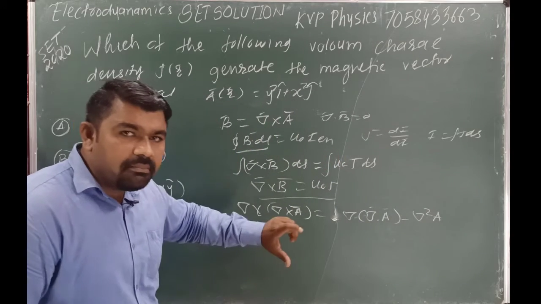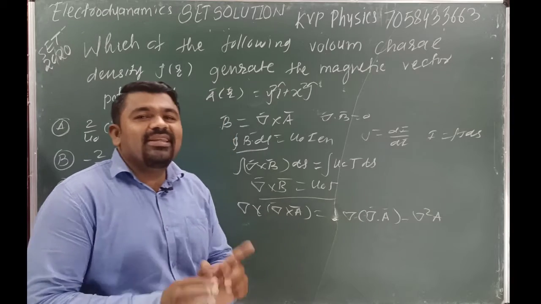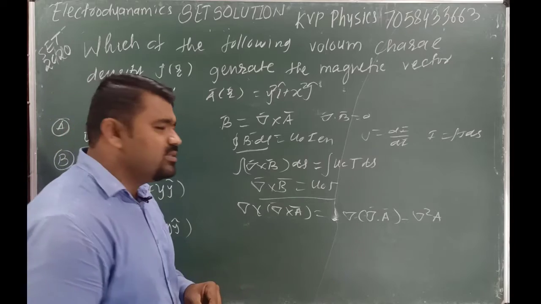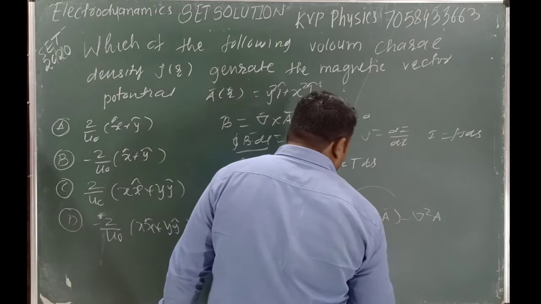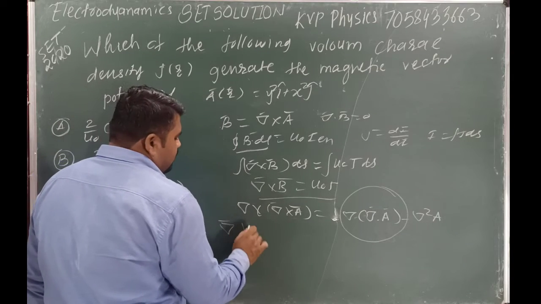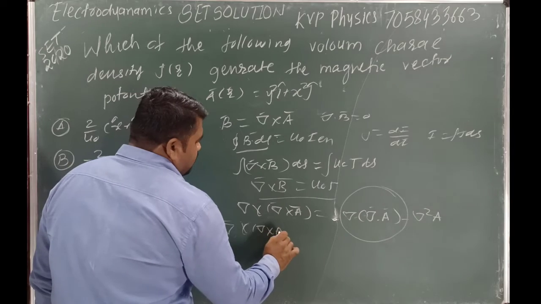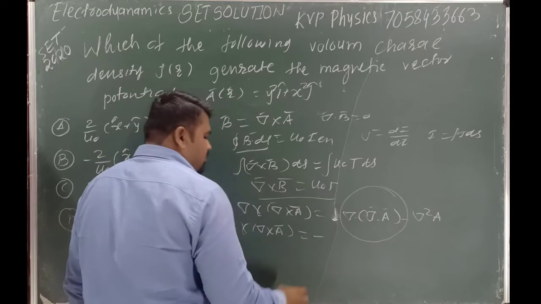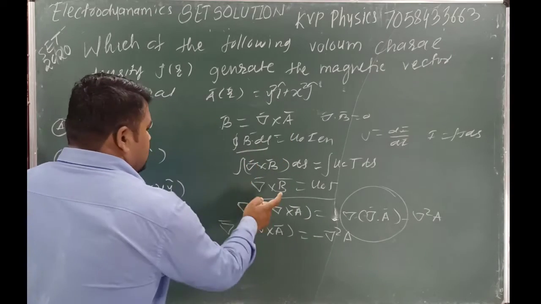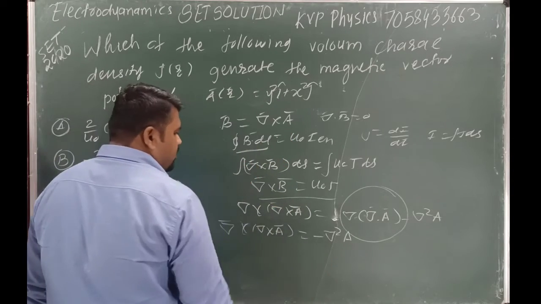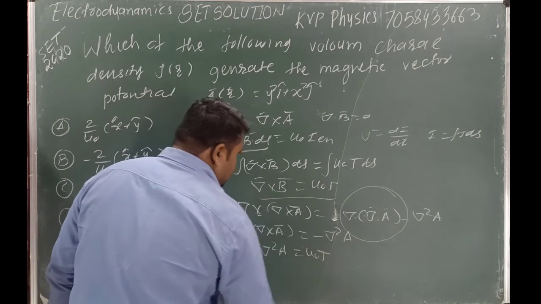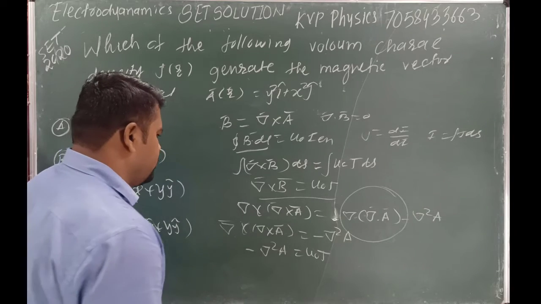But this vector potential has no divergence; this field is a curl field. If divergence is absent, this part is equal to 0. This means del bar cross B bar can be written as minus del square A, which is equal to mu naught J. So del square A is equal to minus mu naught J.